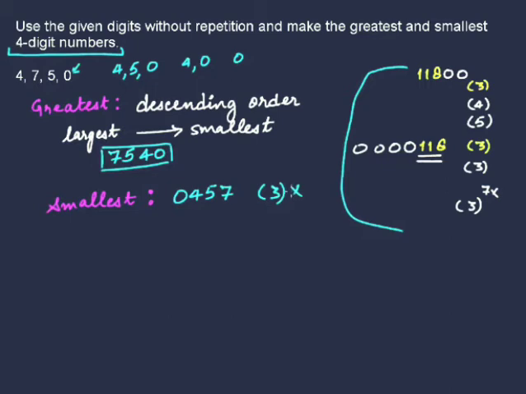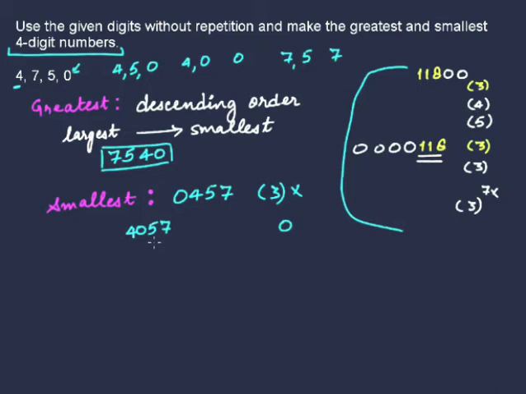So in any such question, if you get 0 in the digits, what you have to do is leave the 0 first, okay, and see the next smallest number. Which one is the next smallest number? Of course, after 0, 4 is the next smallest number. So first write 4, then write 0. Now we are left with 7 and 5. Which one is the smaller? Of course, 5. We are left with 7 and we'll write 7 here.